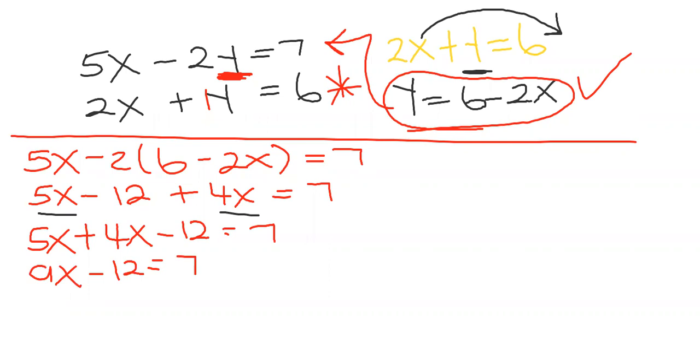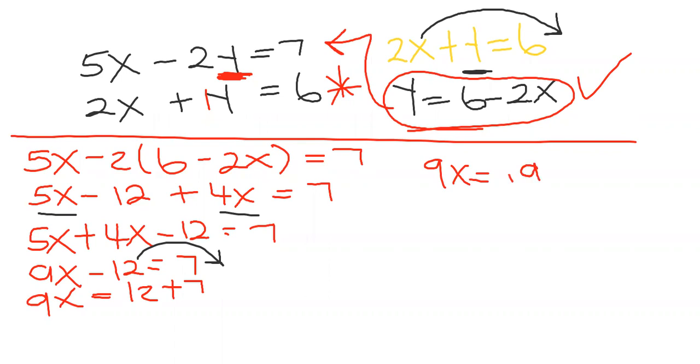Continue working it out or simplifying it. We have to take the 12 this side because the 12 is a like term to 7. They both don't have variables. So it means we now get 9x is equals to 12 plus 7. 12 plus 7 gives us a 19.